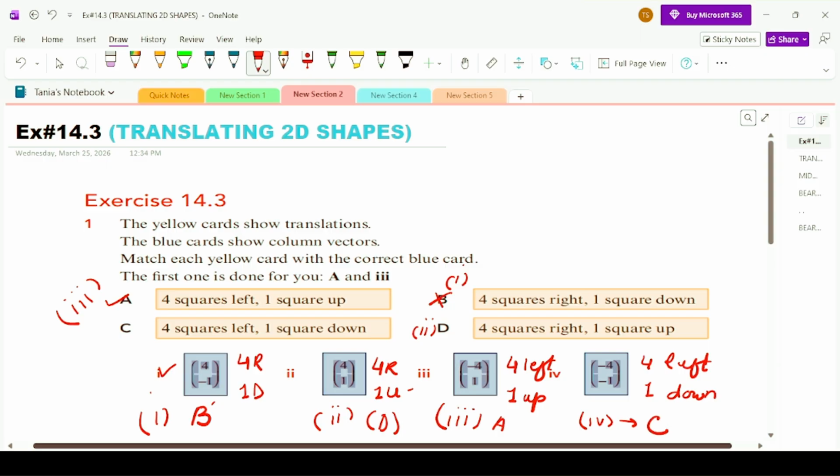Now we have successfully matched the yellow cards and the blue cards by using the trick of the column vector, how it will move left, right, up and down. This is the explanation of question number 1 of 14.3.